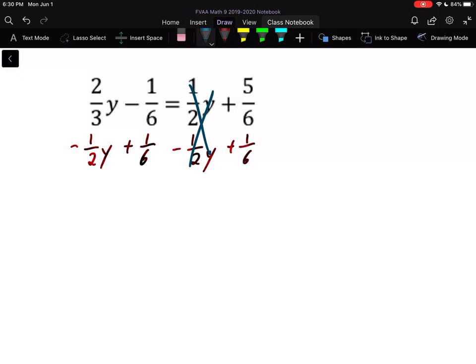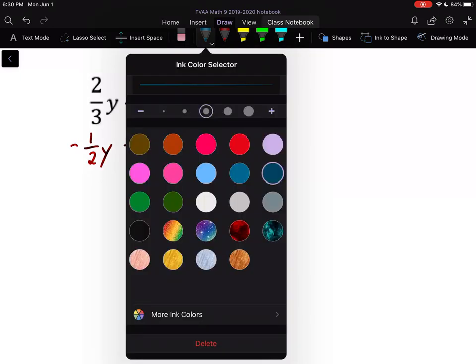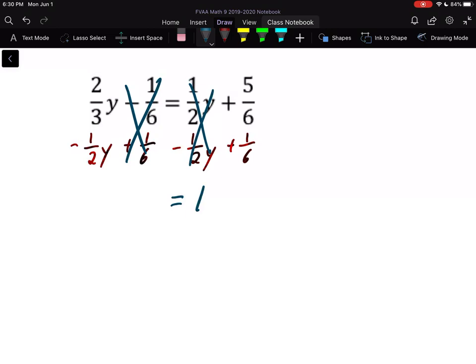So that's going to give me 5 over 6 plus 1 over 6, which is 6 over 6, equal to 1. And on this side here, this canceled out, so all I have left is this. Now I need to add these two fractions, because right now I have 2 over 3 y minus 1 over 2 y. So first I need common denominators. So I need to multiply the top and the bottom here by 2, top and the bottom here by 3.